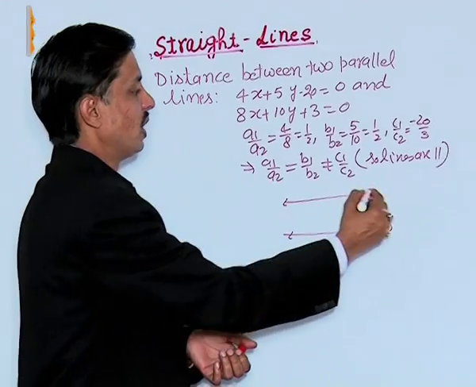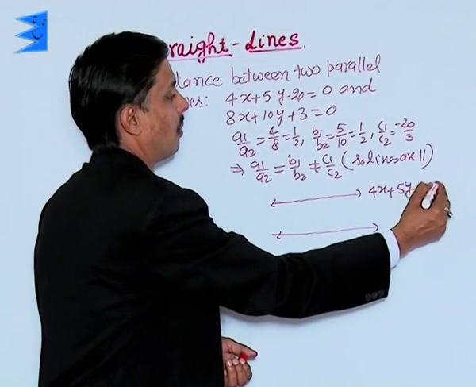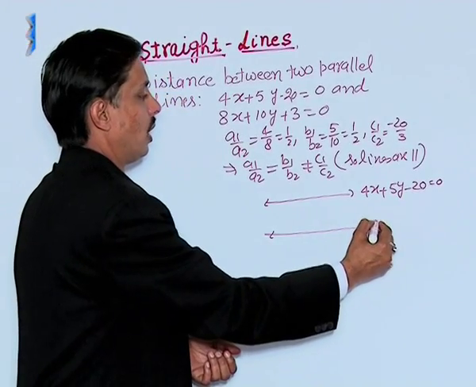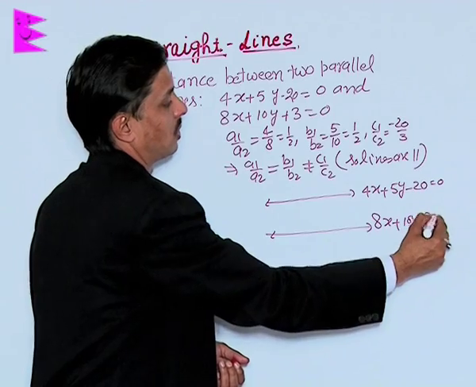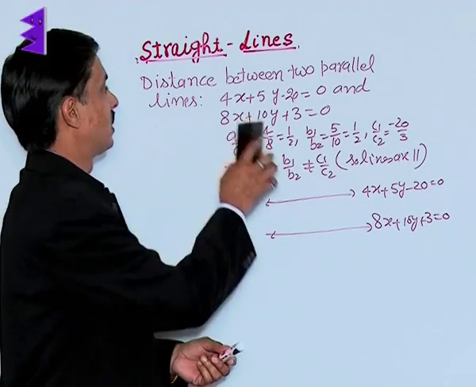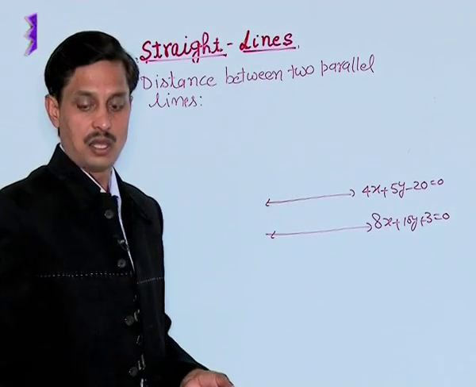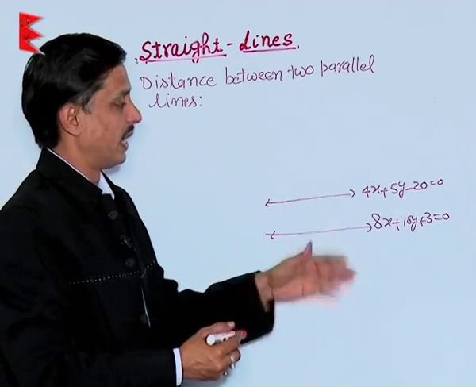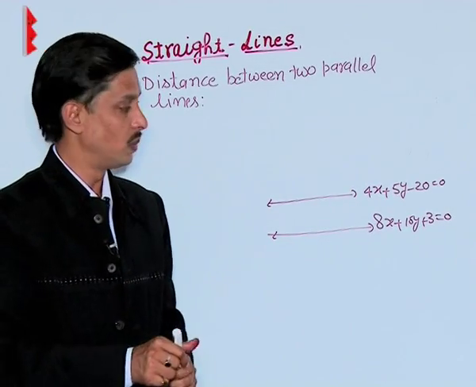lines. The lines are 4x plus 5y minus 20 is equal to 0, and the other is 8x plus 10y plus 3 is equal to 0. The method of finding the distance between two parallel lines is, in one of the lines, take either x is 0 or y is 0.